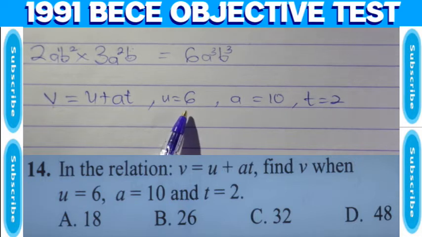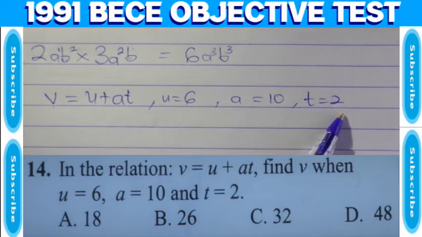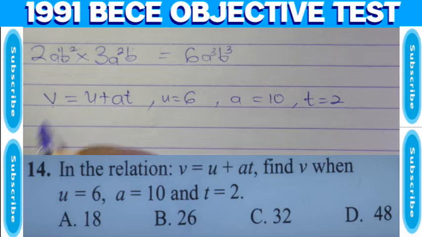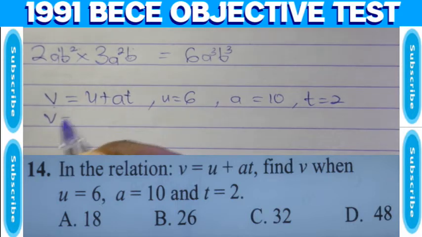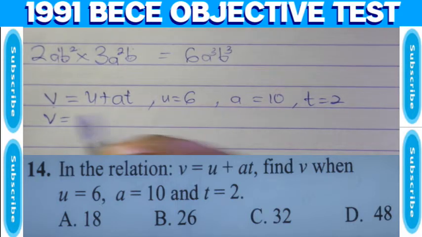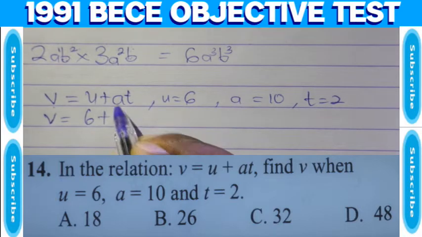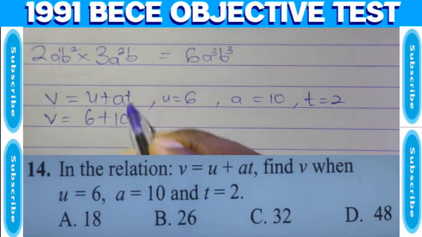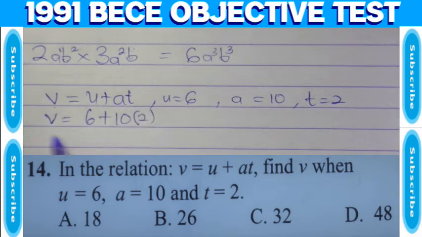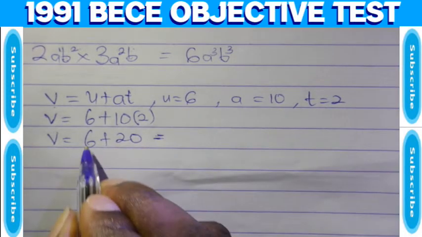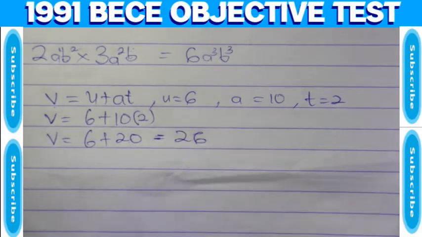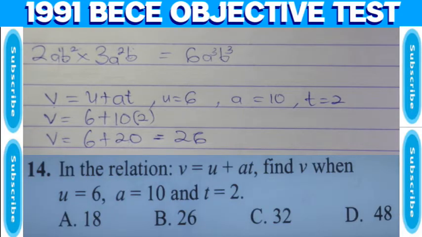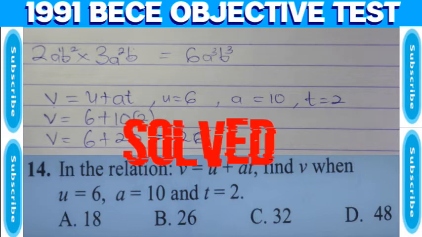So we are finding the value of V. Let's substitute the values that we've been given into the relation that we have. V is equal to U, which is 6, plus A, which is 10, multiplied by T, which is 2. So V will be equal to 6 plus 10 multiplied by 2, which is 20, and this gives us 26. So we are done with question 14. The answer is 26.